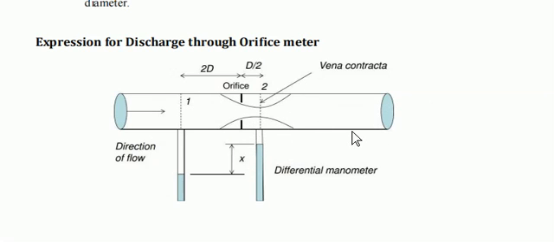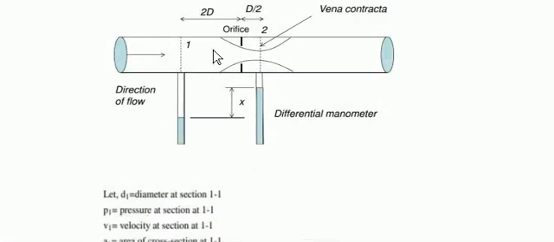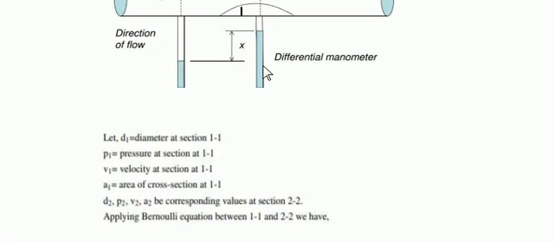Now we have to derive the expressions, similar to the venturi meter. Let d1 be the diameter at section 1-1, p1 the pressure at section 1-1, v1 the velocity at section 1-1, and a1 the cross-sectional area at 1-1. Let d2, p2, v2 and a2 be the corresponding values at section 2-2. So whatever parameters we considered at section 1-1 are the same as at section 2-2: diameter, pressure, velocity, area.